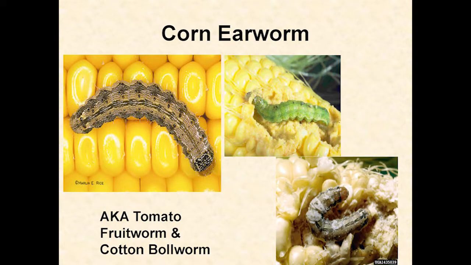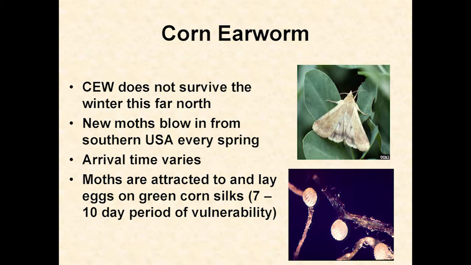Let me finish with corn earworm, just because you might be a sweet corn grower. The same insect is called the tomato fruit worm and the cotton bollworm. One insect on 3 crops. Okay? Corn, tomatoes, and cotton. It does not live here during the winter. All the corn earworms that were in Iowa last year are dead.